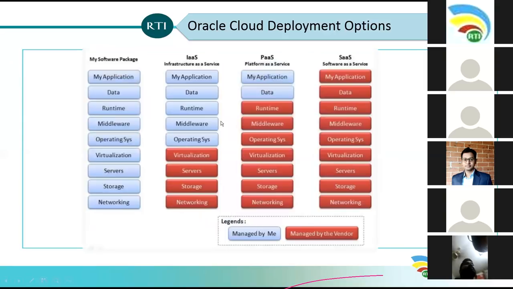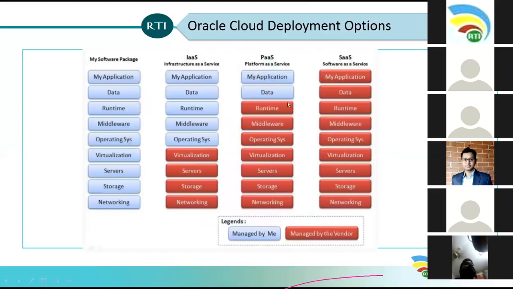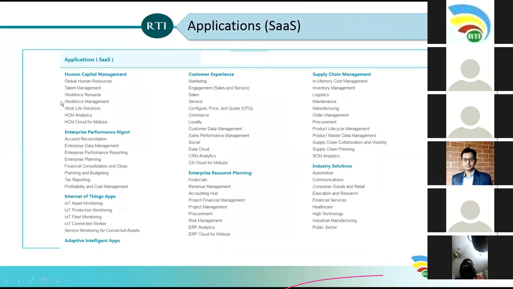So these are all the different components available out of the Fusion application: SaaS, PaaS, and IaaS, and deployment options. And the SaaS applications, as I said, these are all the SaaS product families available basically.